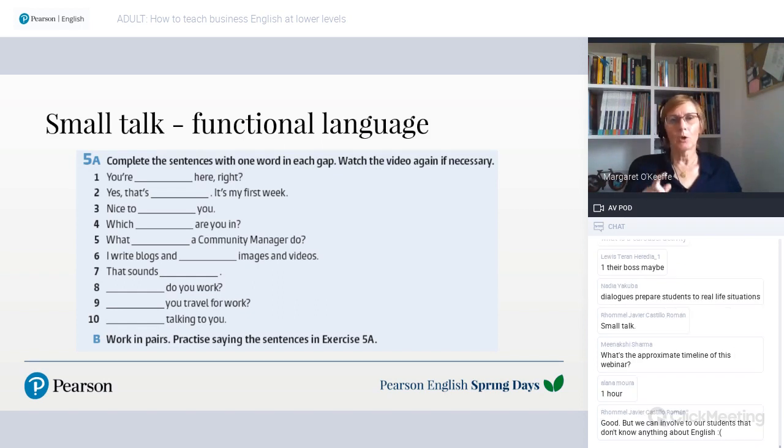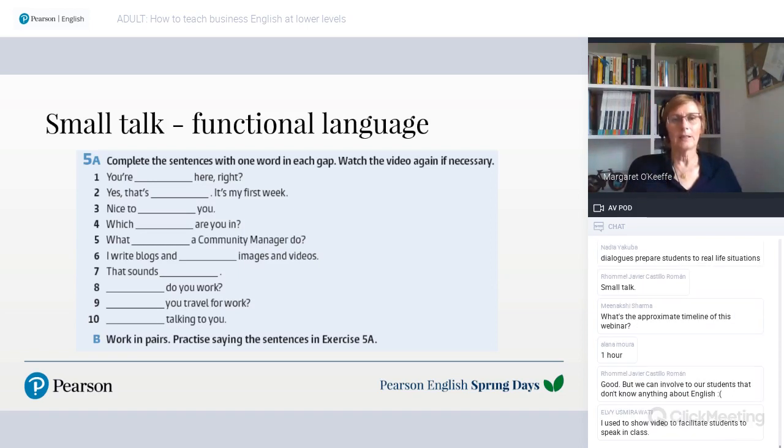From the video now, we're going to go on to some useful language. And if you look at this, you can see how formulaic it is what they're doing here. And you haven't even seen the video, but I'm pretty sure you can probably answer all of those phrases. You can probably complete all of those phrases yourselves.